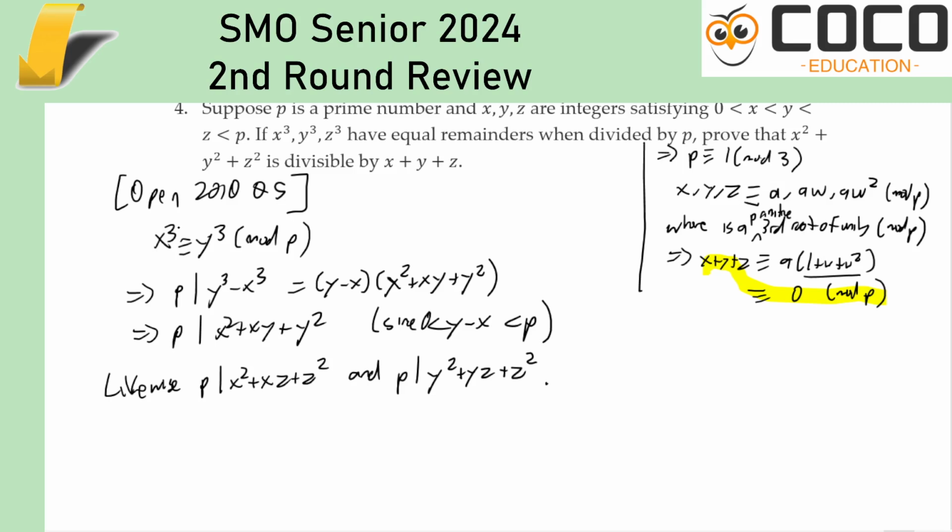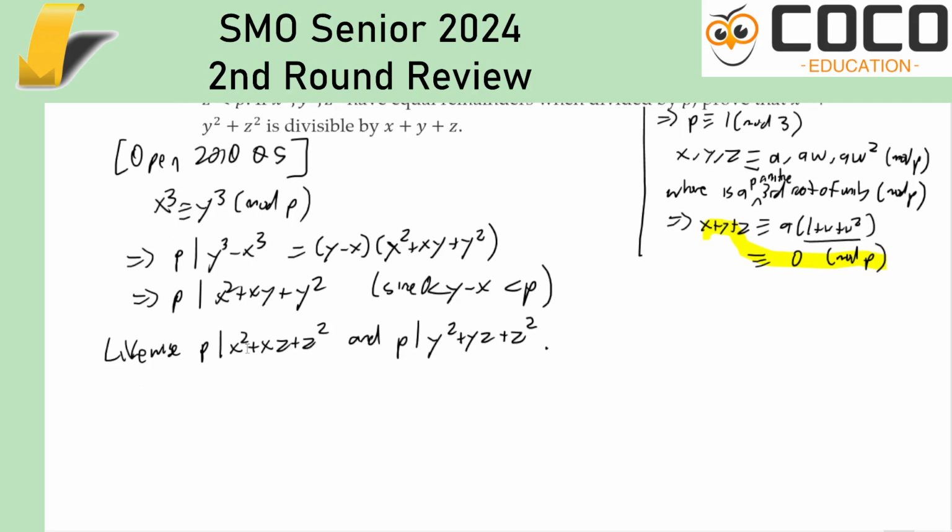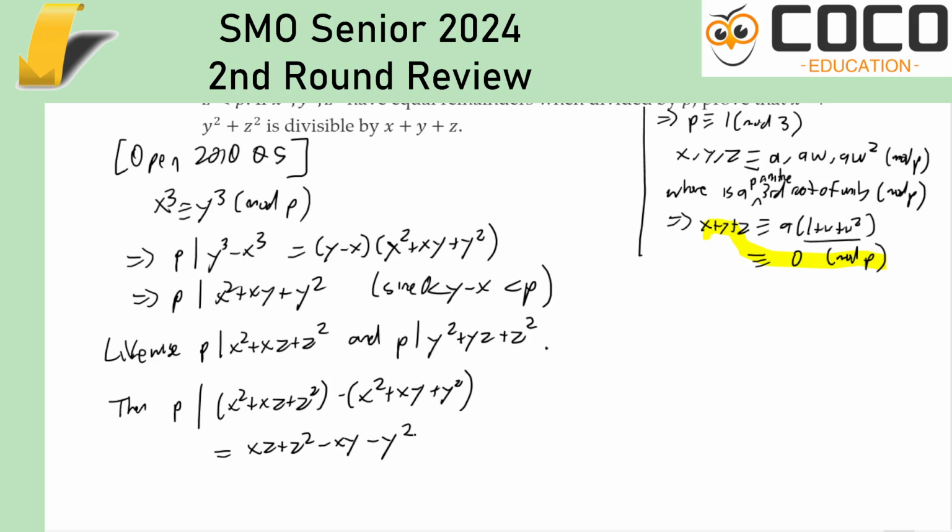Now I continue on. I'm just going to subtract these because I would like to simplify it down a bit more, and I can see some cancellation will happen. So p divides, let's say, the difference between this and this, which is xz plus z squared minus xy minus y squared, and I can see a factorization is quite readily available to me.